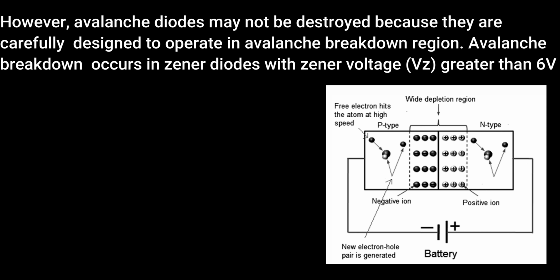However, an avalanche diode may not be destroyed because they are carefully designed to operate in the avalanche breakdown region. Avalanche breakdown occurs in Zener diode with Zener voltage Vz greater than 6 volts. What is the condition? If it is greater than 6 volts, then avalanche breakdown will work. Okay. In Zener only, avalanche is the different type.